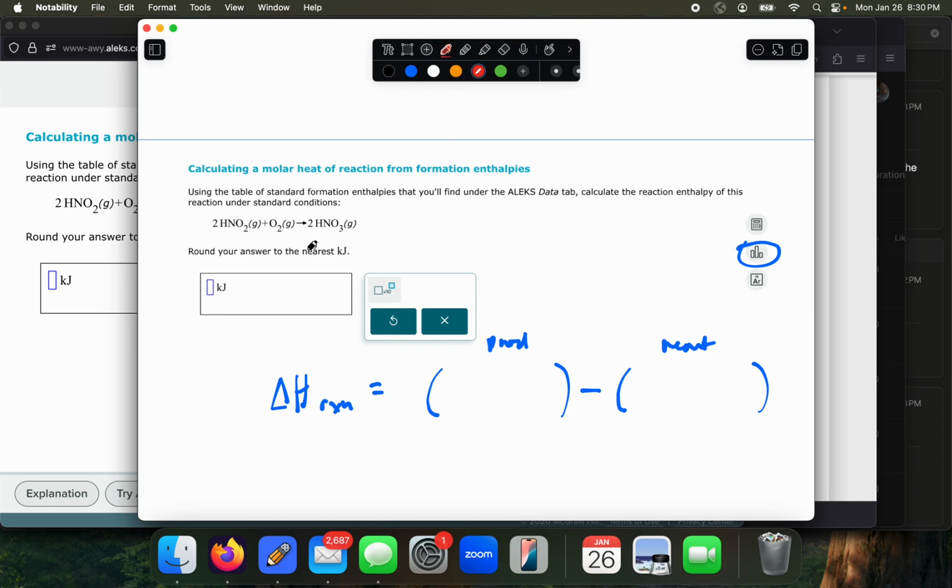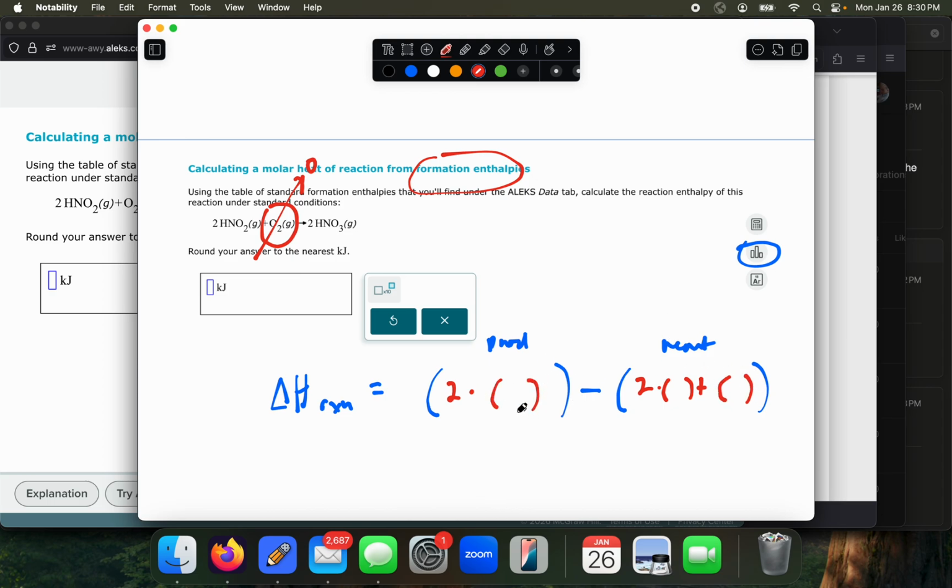I'm looking for nitric acid. It's going to be 2 times that, because I have 2 nitric acids. And it's going to be 2 times nitrous acid, plus 1 times oxygen. But the standard heat of formation, these are from formation enthalpies. This is already in its standard state, so that's going to be 0. I can prove it to myself, suppose we forget that. And there's my nitrous acid. Here's my oxygen. And here's my nitric acid.